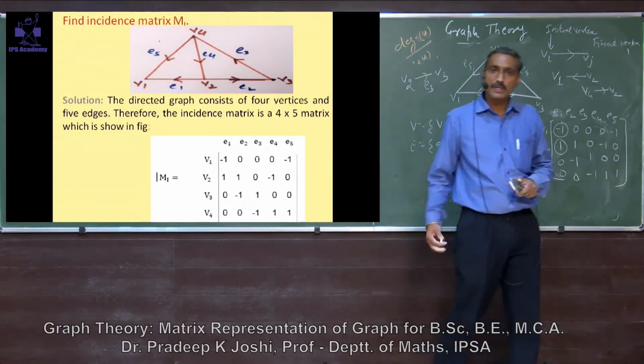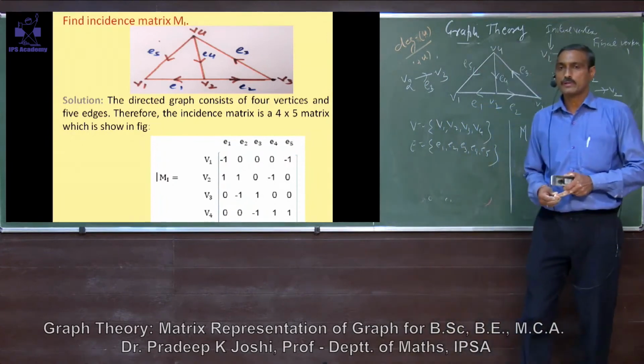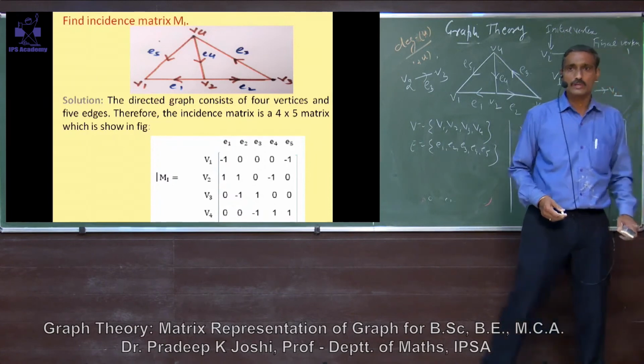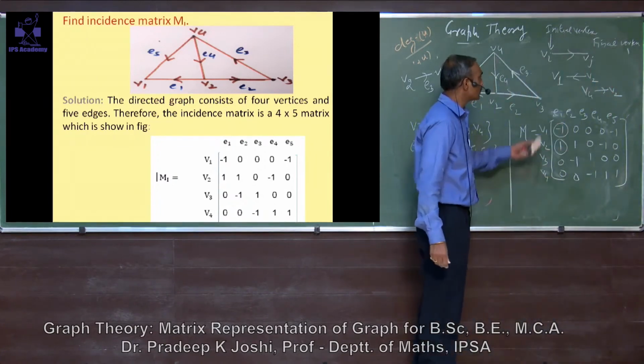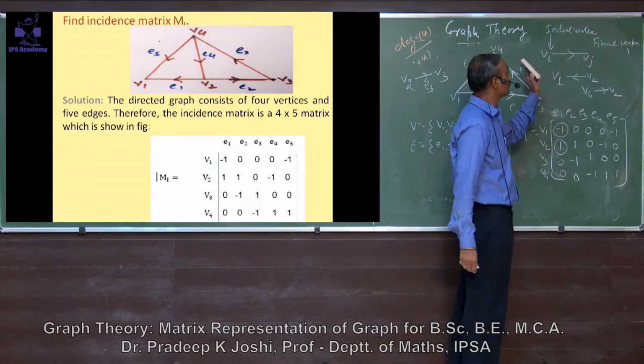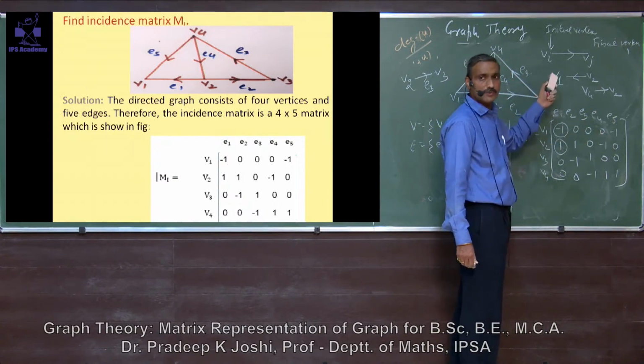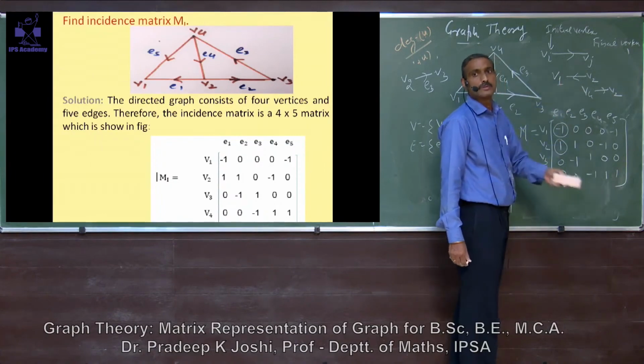So this is a simple incidence matrix for a directed graph. Just look at the direction and find which one is the final vertex. If it is the final vertex, put -1, and if it is the initial vertex for any edge, then put 1.